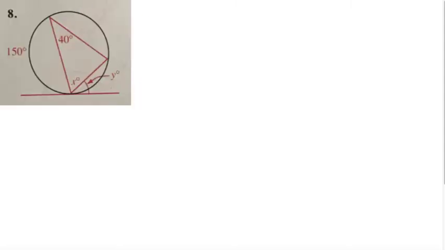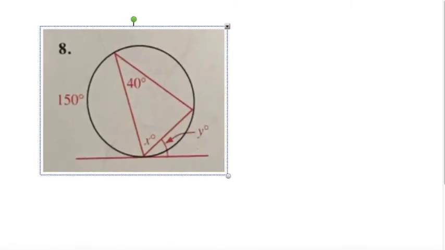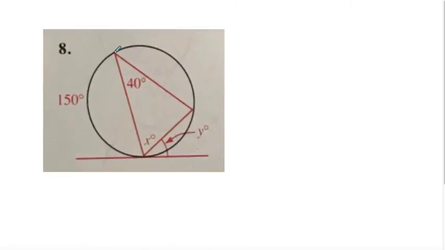All right, let's look at number 8. Again, you want to look at all of the angles that you have, inscribed angles. So I can see right here that I have an inscribed angle of 40. So I look at the ends, so it cuts off this arc, which tells me that that arc has to be 80 degrees.